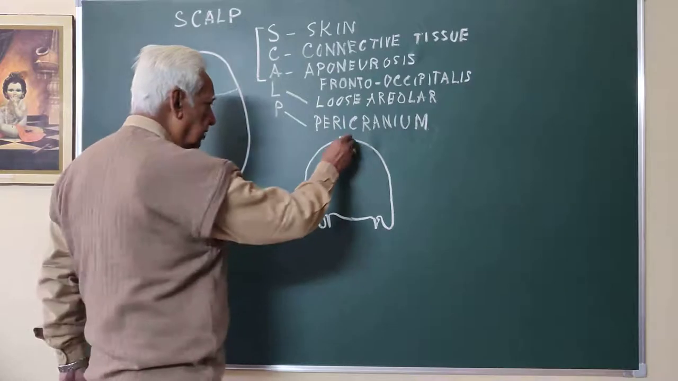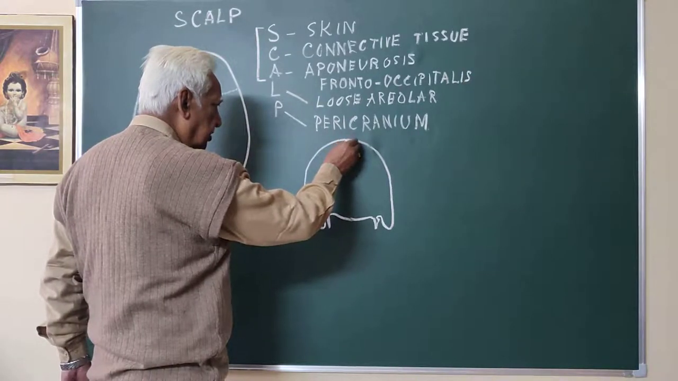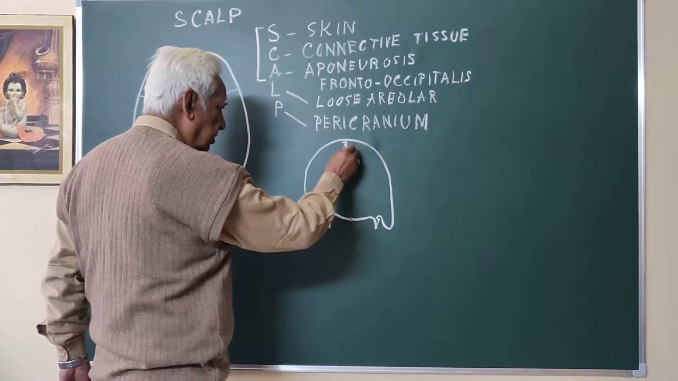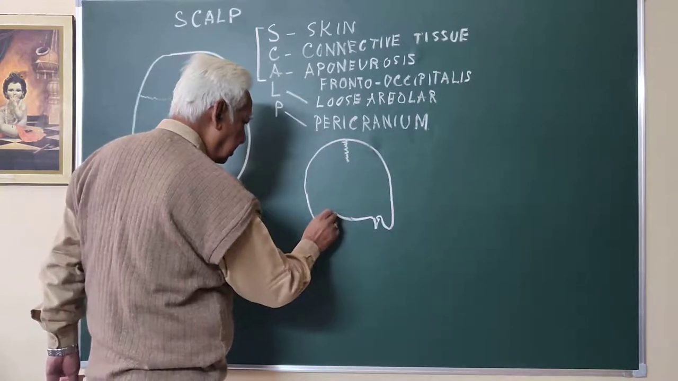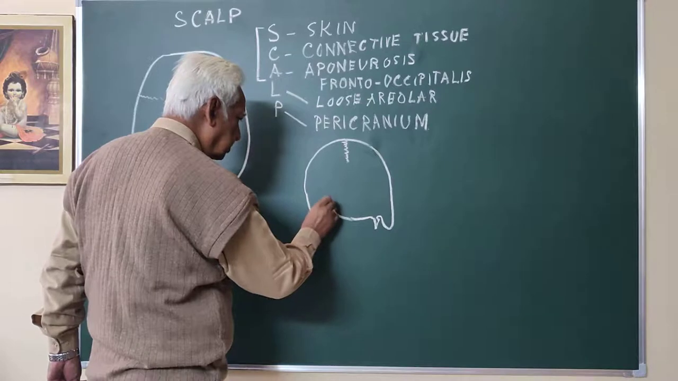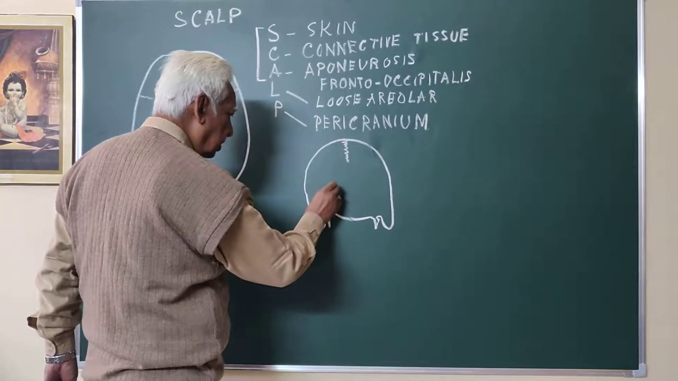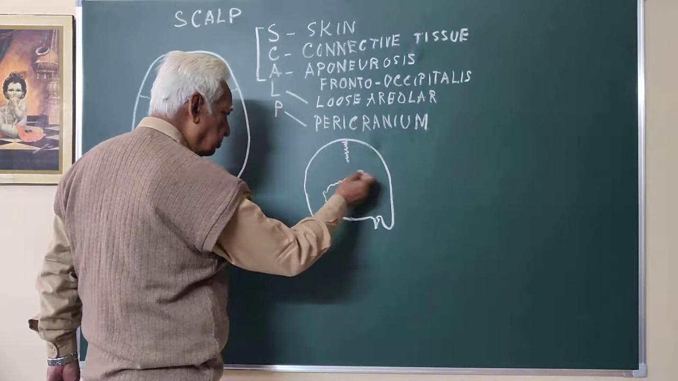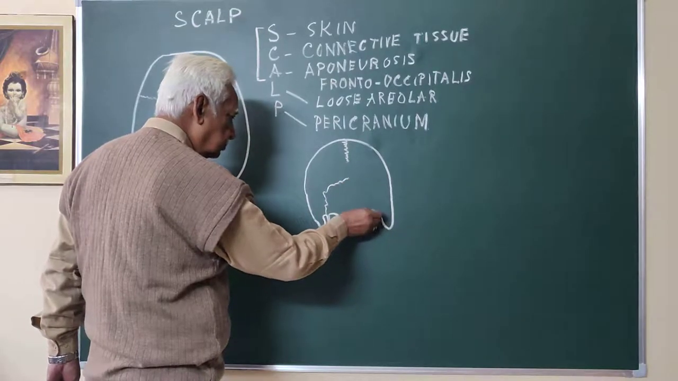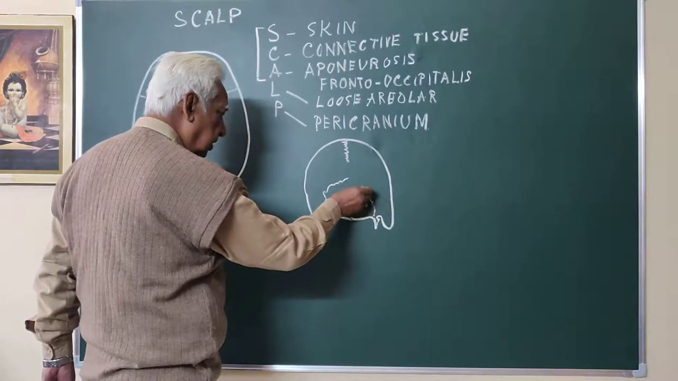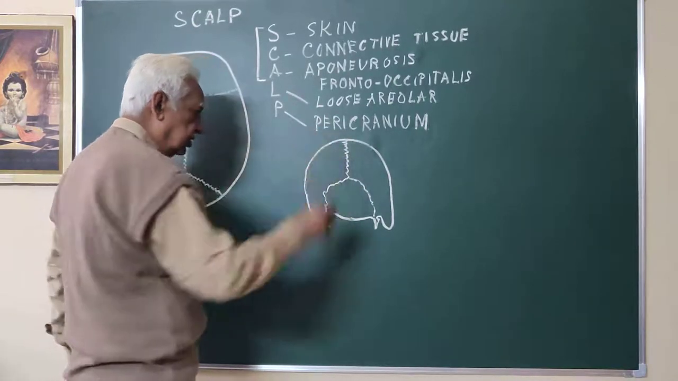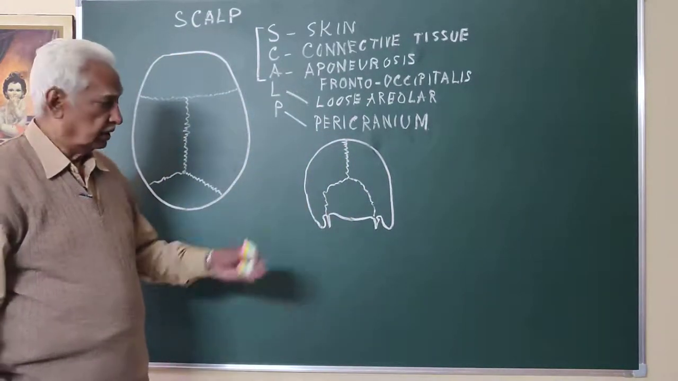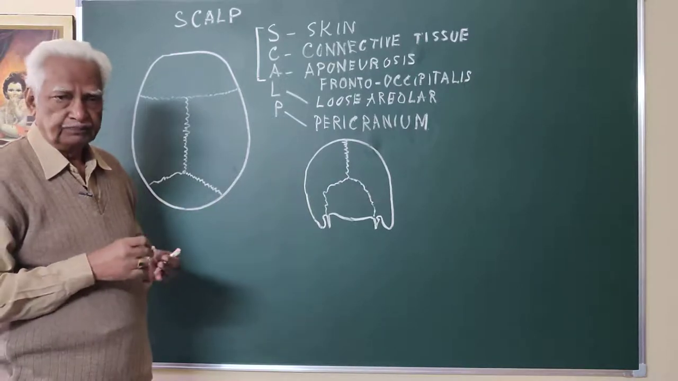Now, as you will appreciate, the sagittal suture is coming over here, posterior part, and there is a suture we discussed last time, the lambdoid suture, and the lambdoid suture is just connecting the squamous part of the occipital with the posterior end of the sagittal suture.